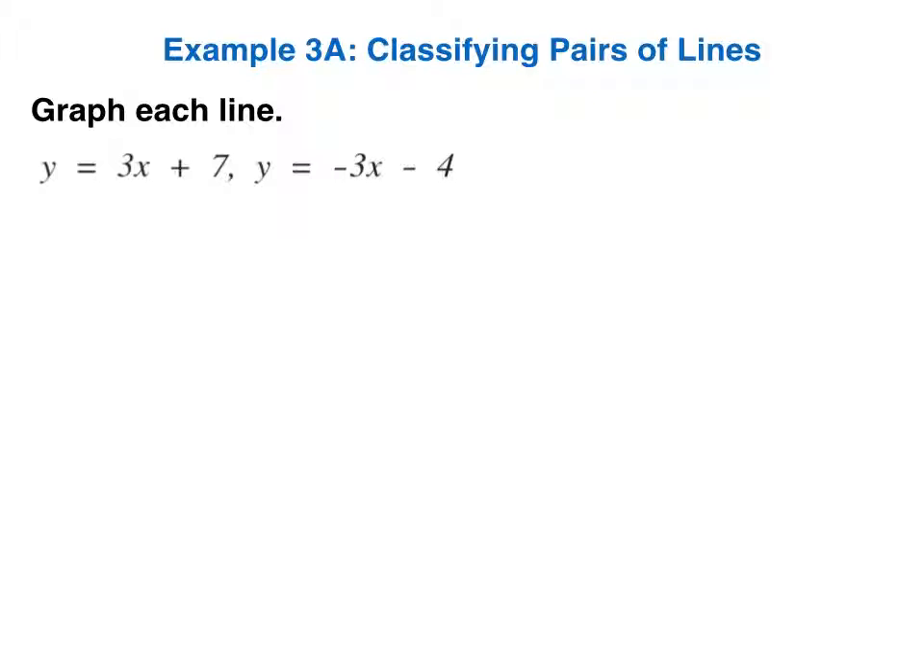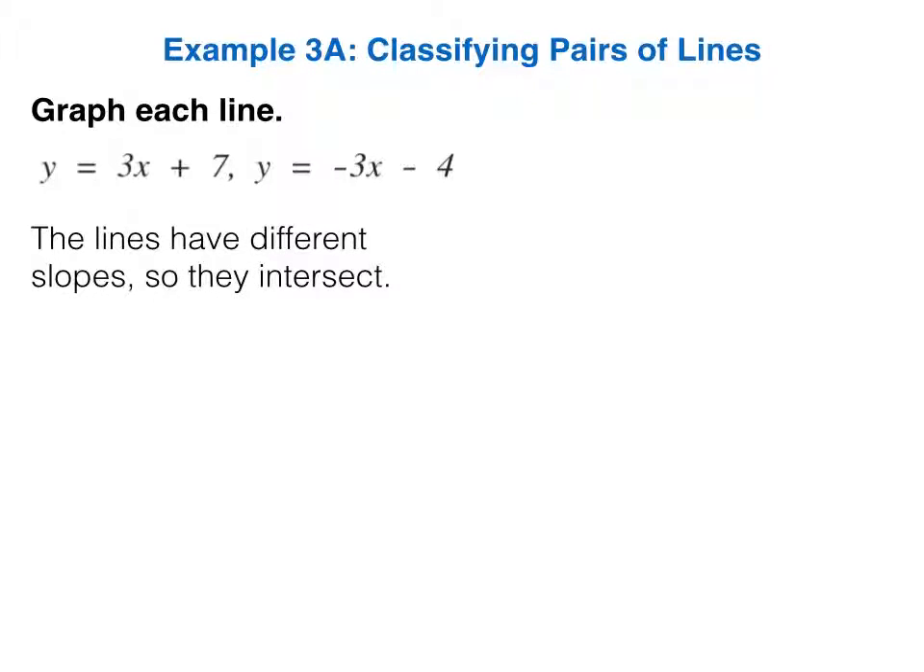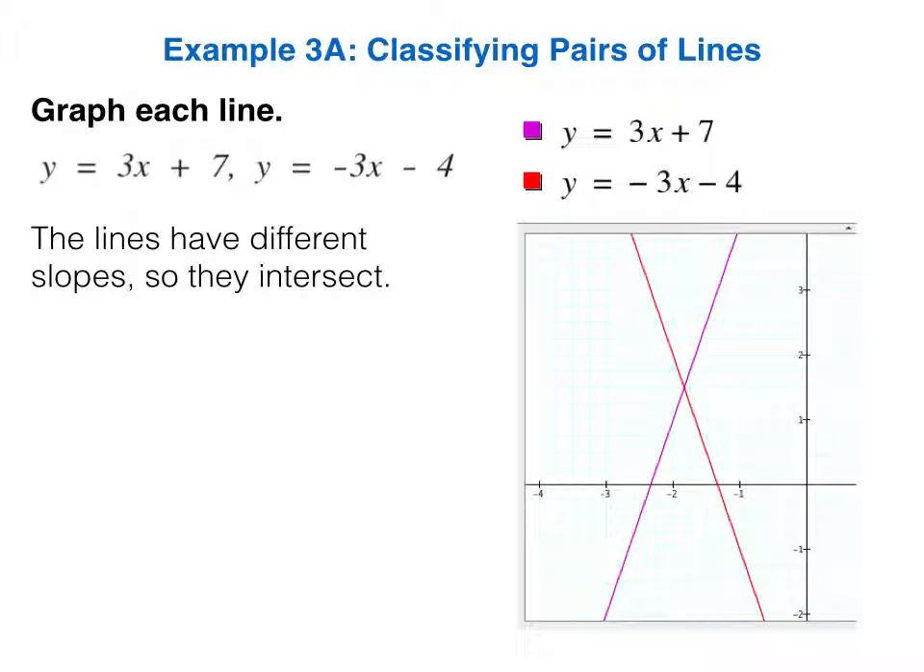Example 3a. Let's graph each line. We have y equals 3x plus 7 and y equals negative 3x minus 4. The lines have different slopes, so they intersect. Graphing the two in a computer algebra system, I get the following situation.